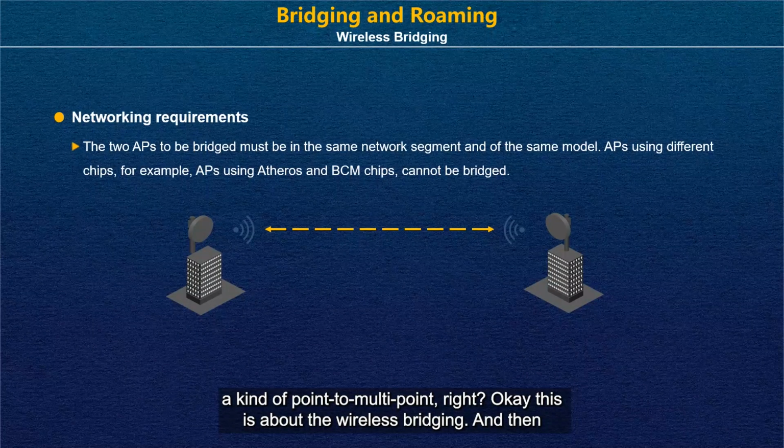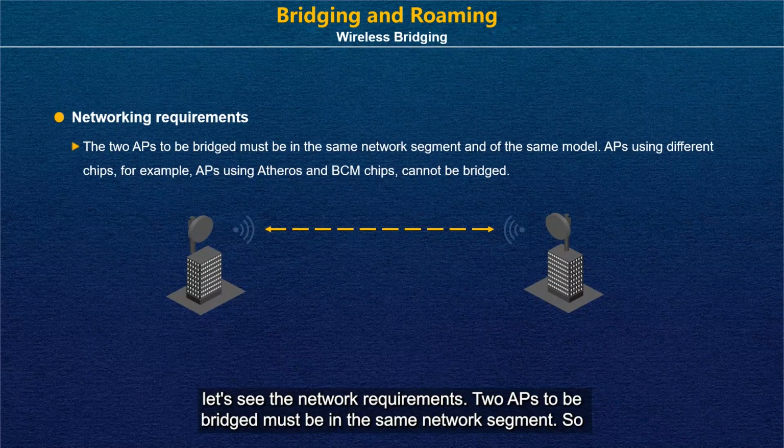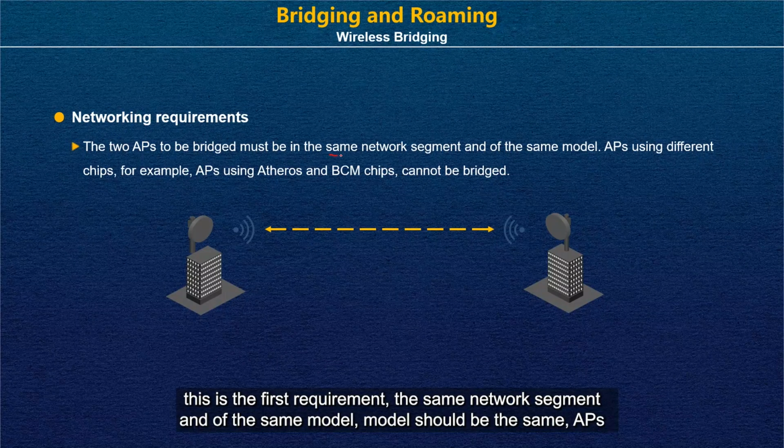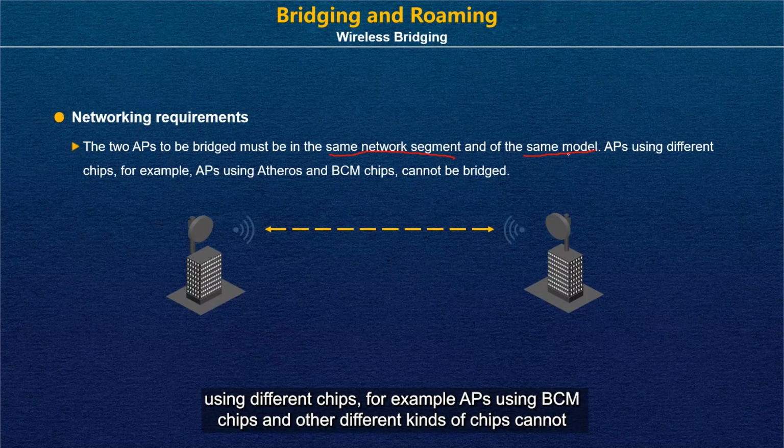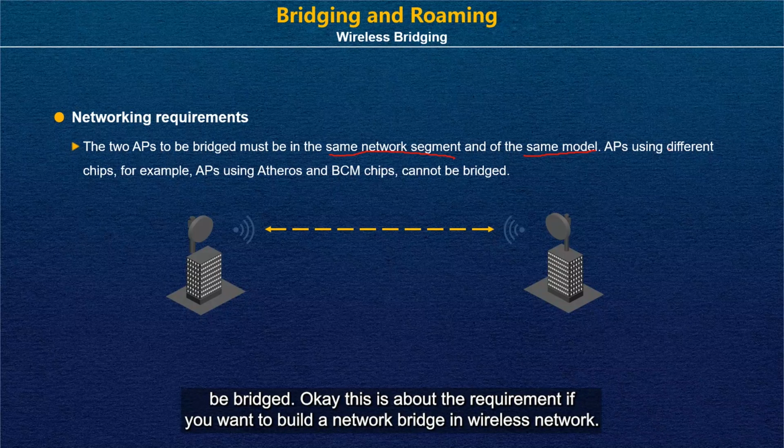And then, let's see the network requirements. Two APs to be bridged must be in the same network segment. So this is the first requirement, same network segment. And the AP models should be the same. APs using different chips, for example, APs using BCM chips and other different kinds of chips, cannot be bridged. Okay, this is about the requirements if you want to build a wireless bridging network.